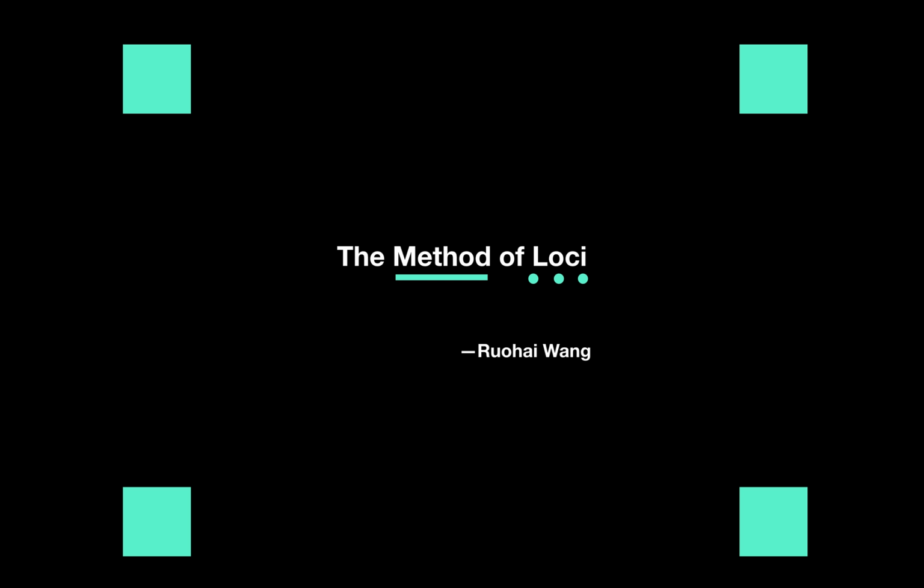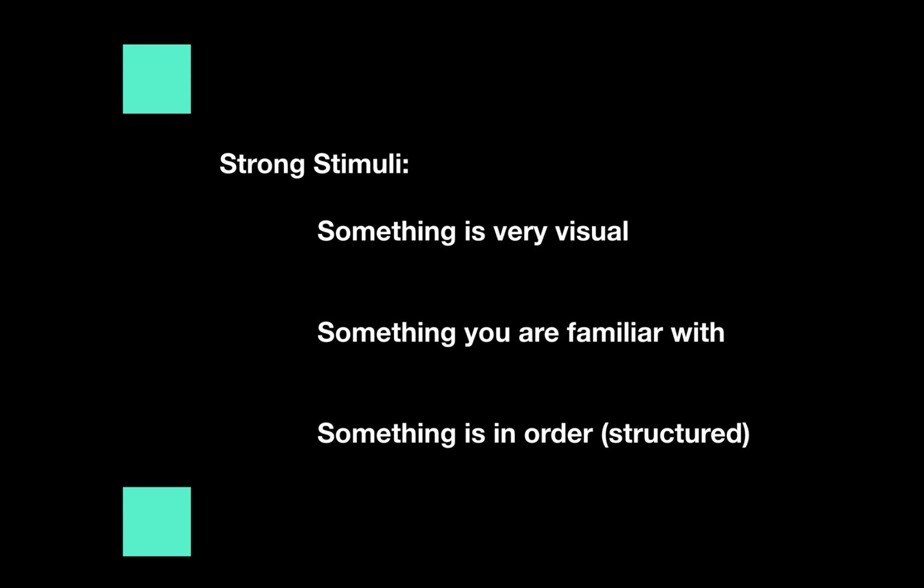Another question is, what is the method we can use to improve our memory? Here we are going to talk about the method of Loci, which has been used for a long time. To really strengthen memory, we need very strong stimuli, such as very visual things like a rainbow, something we are familiar with, like the food we like and our family members' faces. It also helps if it is in order, such as 1, 2, 3, 4. Those numbers are easy to remember compared to random numbers.